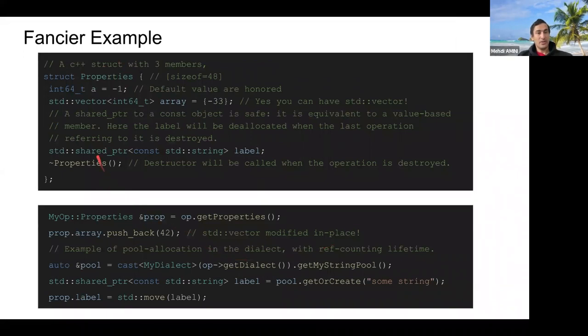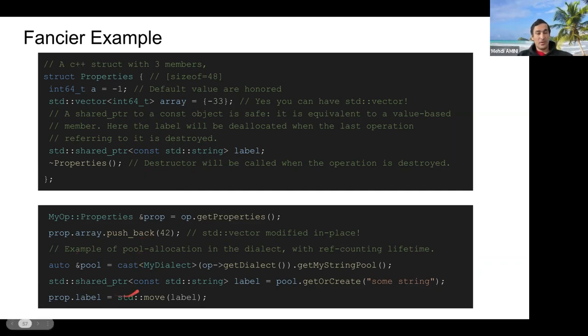So here is a fancier example. You can create properties that would contain an integer, but also a vector, right? A real std::vector, a mutable one. You can have shared pointers. So now you can have the kind of garbage collection we were talking about before, with some caveats, right? We should only have shared pointers to const objects, because when you clone an operation, you don't want to have two operations pointing to the same mutable storage. But yeah, this is already a step up from attributes. And from there, you can get the properties, you can push back to the vector. So it's resizable, and it's the cost of a std::vector. It's no longer going through hashing, duplicating the content, et cetera, et cetera.